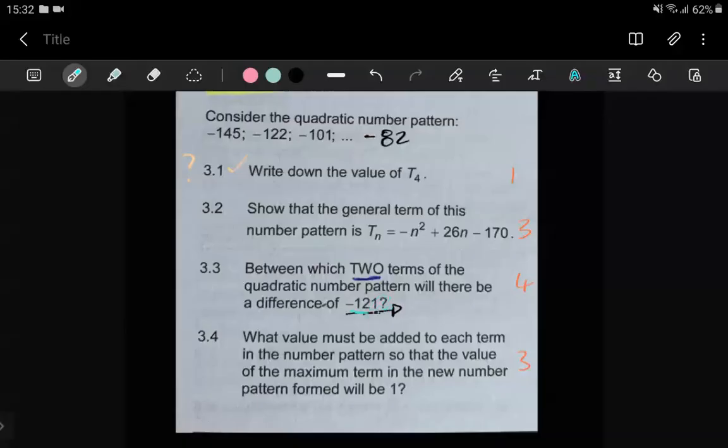So with 3.3, the method to the madness behind what we're going to do. It says, between which two terms of the quadratic number pattern will there be a difference of this much? So get your number pattern. You basically have negative 145, and then you have negative 101, and then you have negative 82.